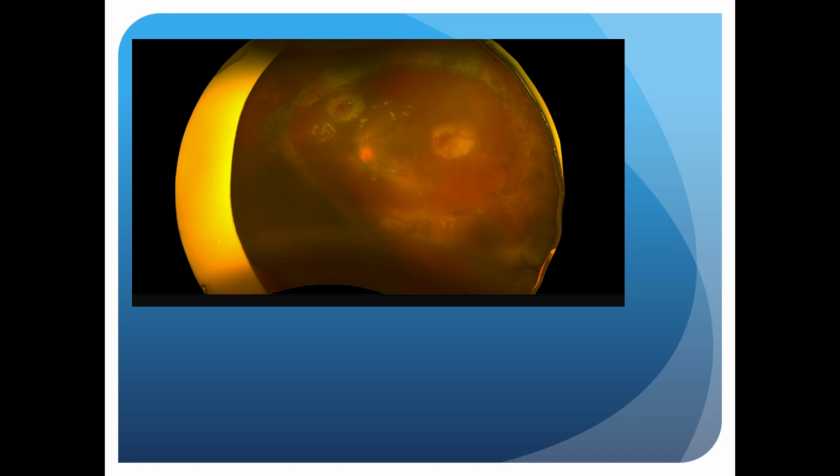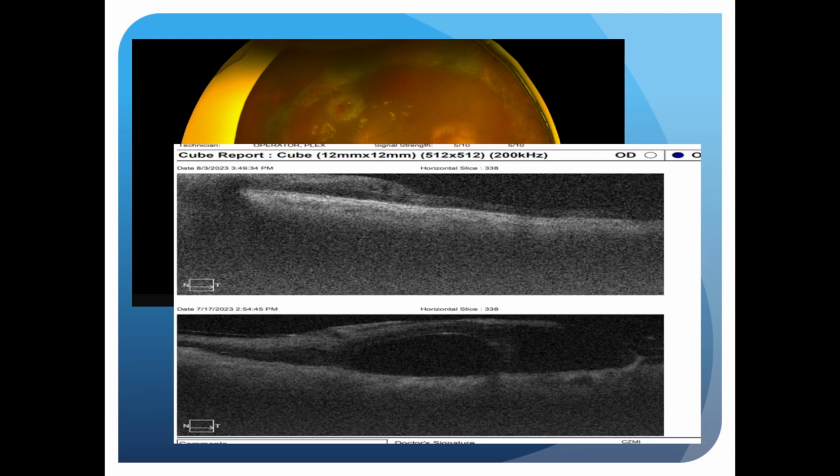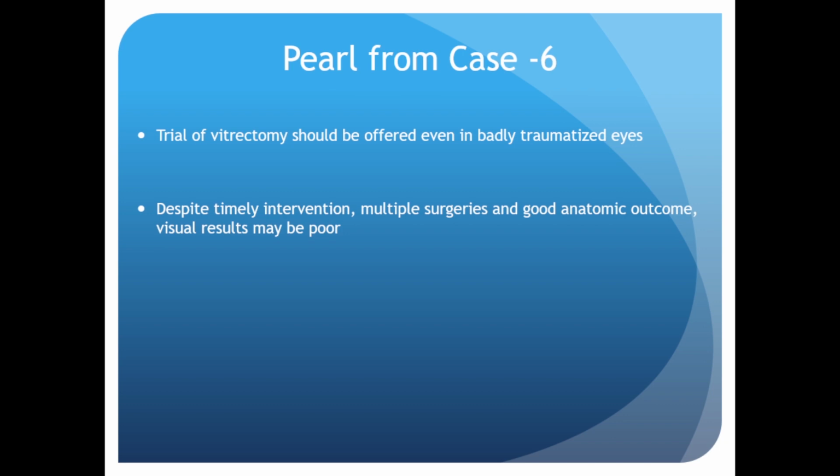You can see some drainage retinotomy over here. We just removed the oil which was behind the retina. So this is the comparative scan, before there were PFCL bubbles present, and here it looks like a flat retina. So what we have learned from this particular case: a trial of vitrectomy should be offered even in a badly traumatized eye. Despite timely intervention, multiple surgeries, and good anatomic outcome, visual results may be poor.